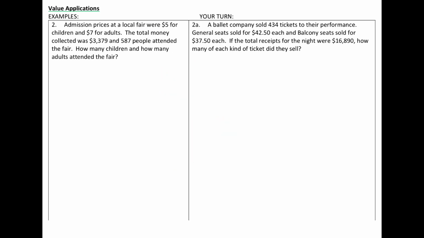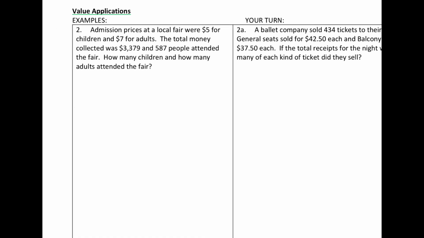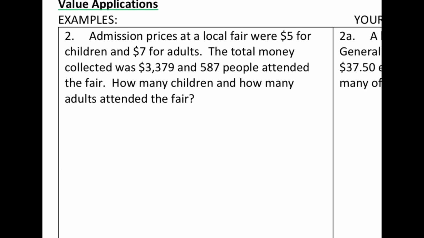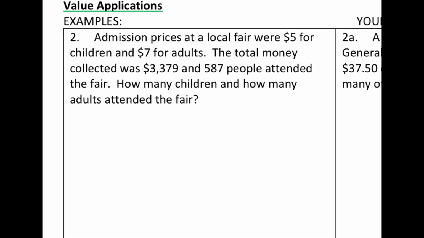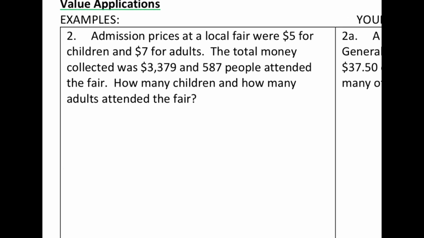Okay, this next type, they call it value applications. Basically, it's just money. Value is usually money. These look complicated, but they're actually quite easy when you know how to set them up. Okay, here we go. Admission prices of the local fair were $5 for children, $7 for adults. The total money collected was this amount, and that many people attended. How many children and how many adults attended?